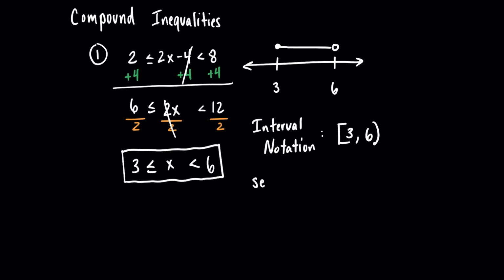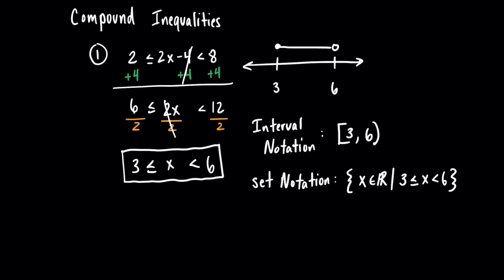That's your solution. How about set notation? The solution in set notation would be the set of all numbers x in the real numbers such that x needs to be greater than or equal to 3, and it also needs to be less than 6. That would be your answer in set notation. Okay, so that's how you would do a relatively simple compound inequality.